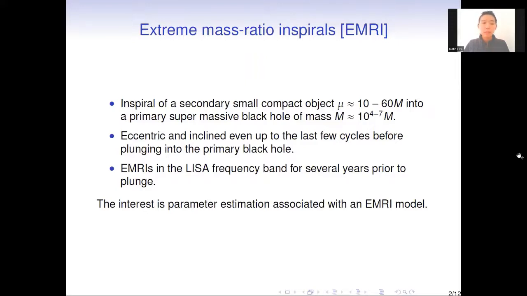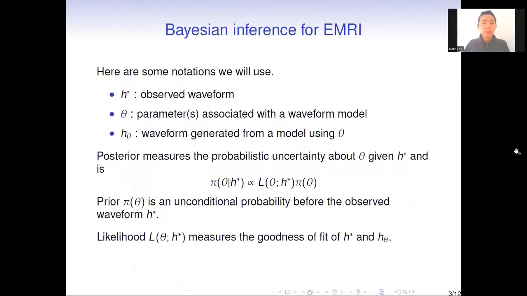There have been several models proposed to explain the behavior of the EMRI waveform. Given an observed waveform, parameter estimation will be of interest, because if you know what the parameter should be, then you will be able to explain the physical behavior of the EMRI waveform. In this talk, we'll look at Bayesian inference for a parameter associated with a waveform model.